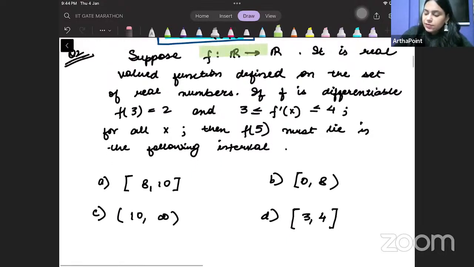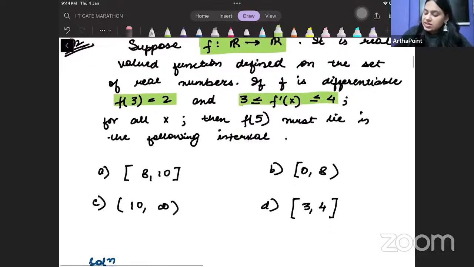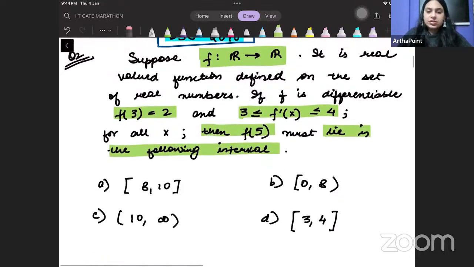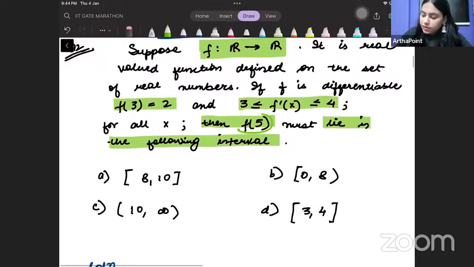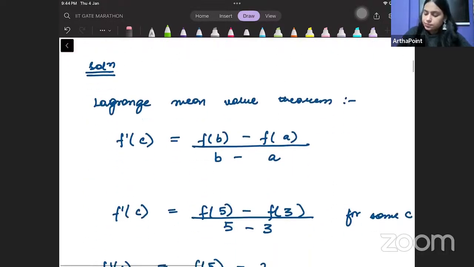It says you have a function R to R, a real valued function defined on the set of real numbers. And it says that the function is differentiable and f of 3 is given to you as 2. And f dash x is between 3 to 4. It says then f of 5 will lie in the following interval. This is a question again, beta, based on Delhi School of Economics paper. And we need to find out what will be f of 5. Okay, let's look into the question.